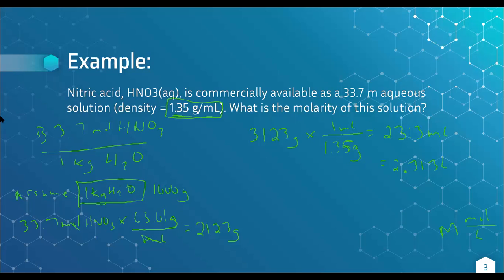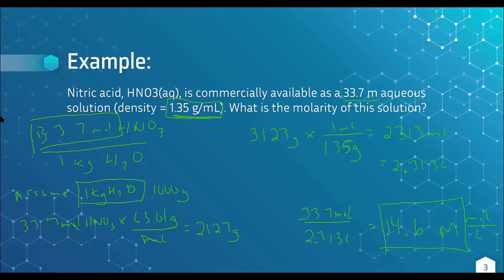Now I'm looking for moles per liter. I know how many liters I have, 0.913 liters, and I know how many moles I had. We started with that. We had 3.7 moles. When we calculate this out, this calculates to 4.1. I'm rounding to 2 sig figs because I had 2 sig figs in both my molality and my density. So this is my final answer.